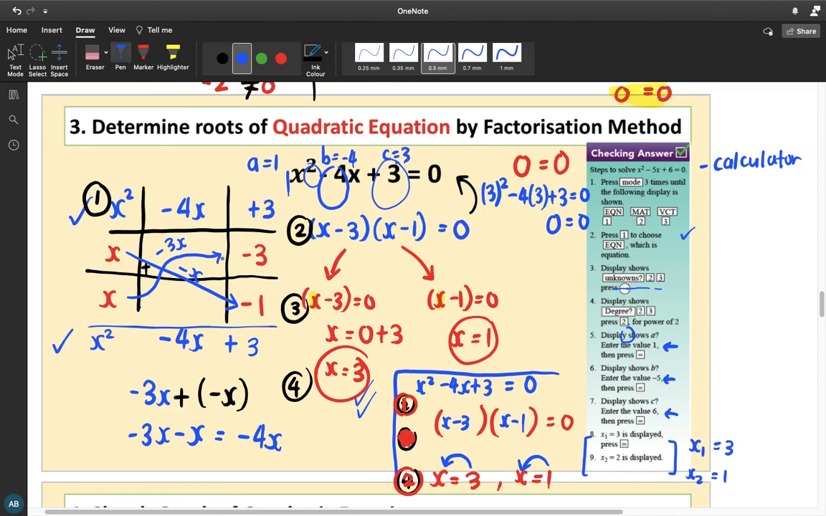Tapi kalau korang macam not really sure how to do this, so you guys can do this. Tapi jangan lupa, jangan tinggal tempat kosong kat sini. Dia macam buat reverse lah. Dia from here to here. Okay. So, your roots of quadratic equation is x sama dengan 3 dan x sama dengan 1.